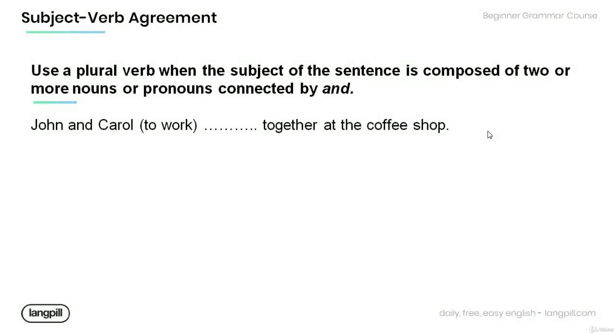Now let's review and practice a bit. Remember that we use a plural verb when the subject of the sentence is composed of two or more nouns or pronouns connected by and. Read the following sentence and fill in the blank using the appropriate form of the verb. John and Carol to work together at the coffee shop. John and Carol work together at the coffee shop.